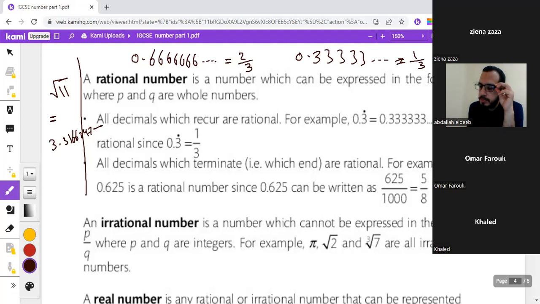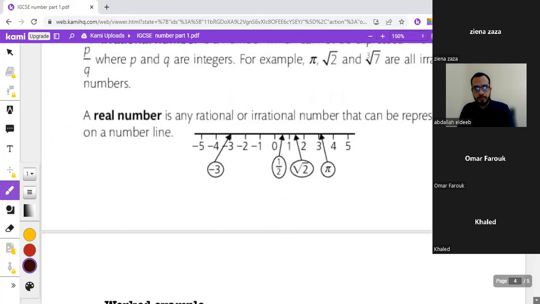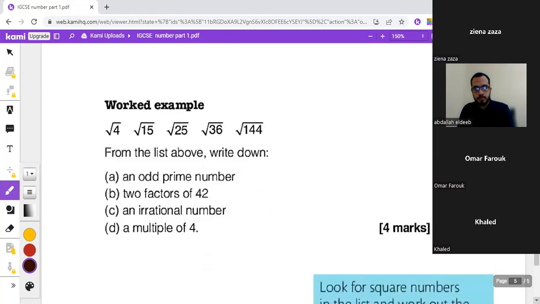Irrational numbers are roots, like square root of 5, square root of 7, cube root of 13, and whatever. I cannot write it as a fraction. Okay? Any questions here? No. Okay.